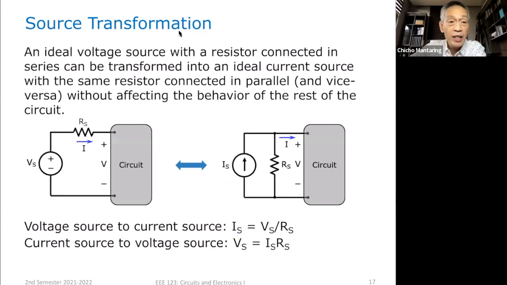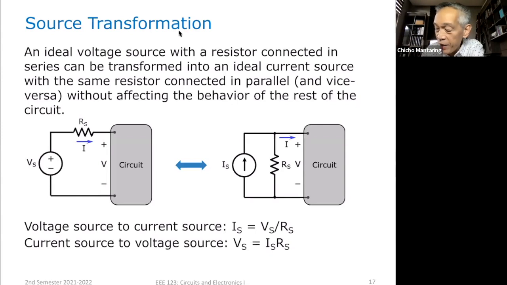So this is the idea of source transformation. An ideal voltage source with a resistor connected in series can be converted into an ideal current source with the same resistor connected in parallel and vice versa, without affecting the behavior of the rest of the circuit.